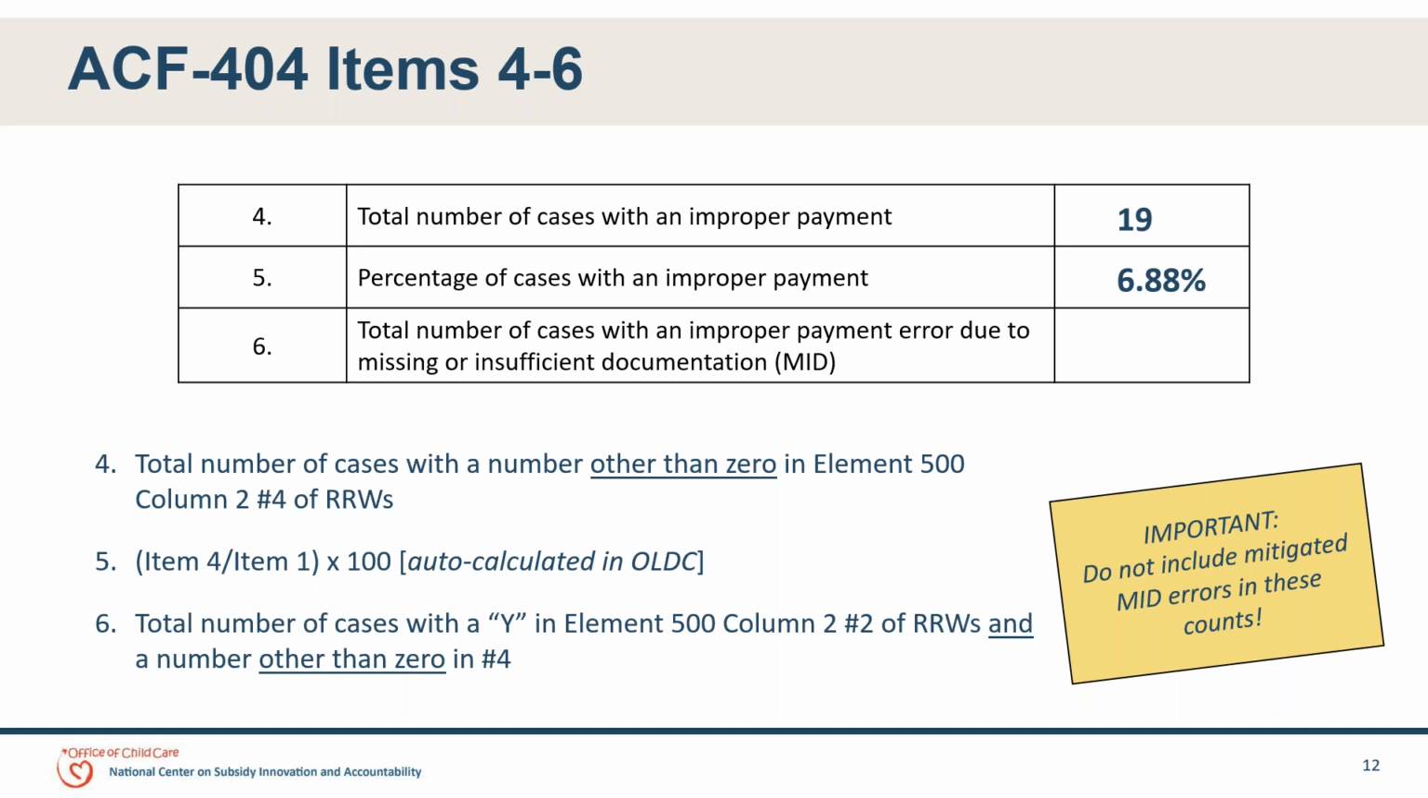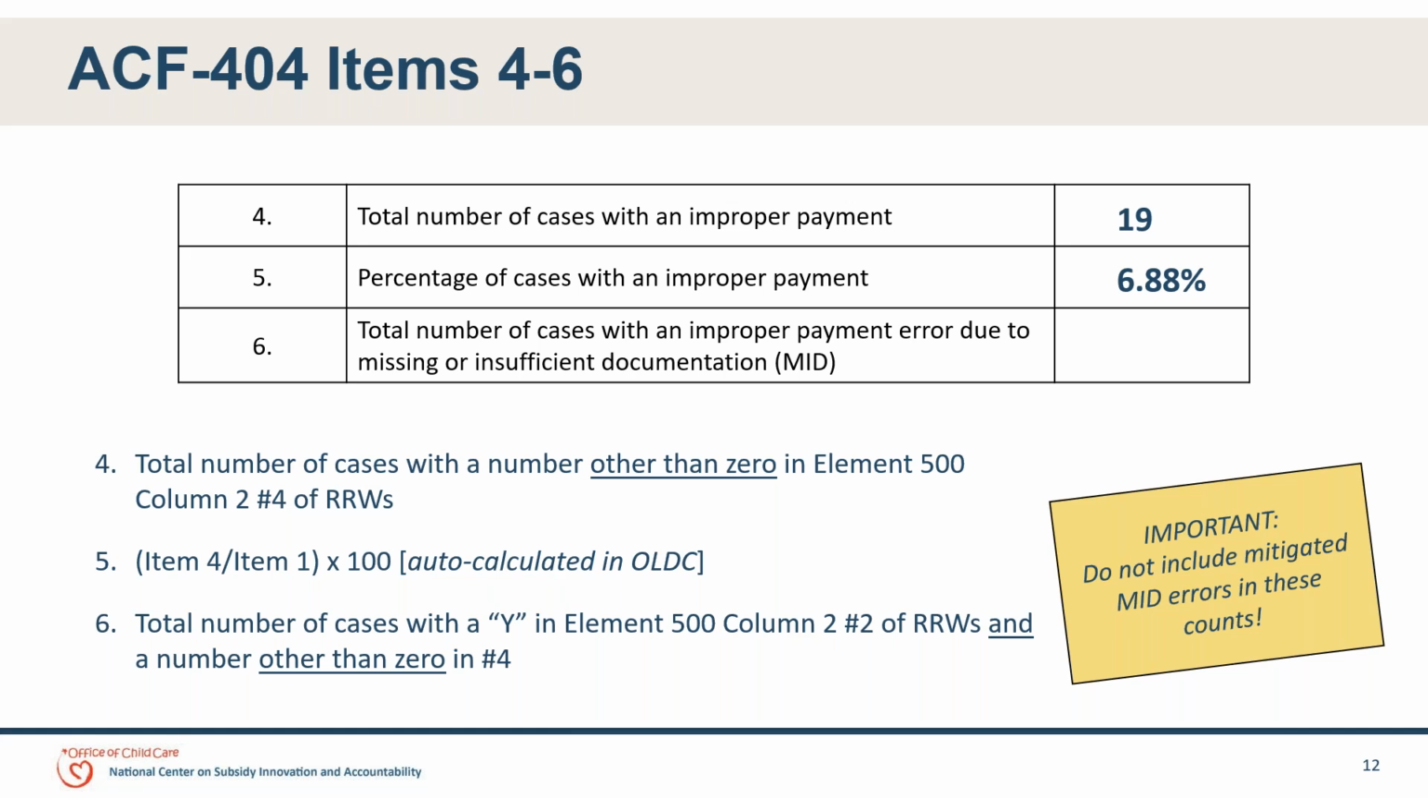All right, item 6 asks for the total number of cases with an improper payment error due to missing or insufficient documentation. And same as in item 4, we want to make sure that you are not including any mitigated errors in this count. So these are only the MID errors that actually did cause an improper payment.